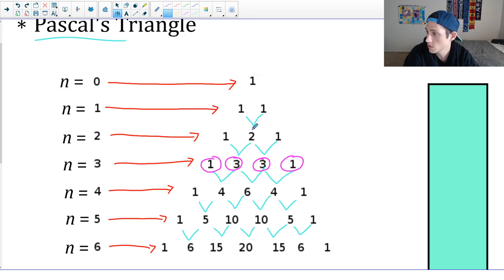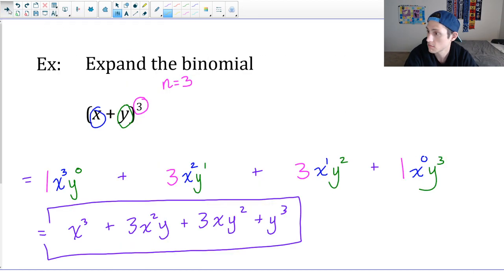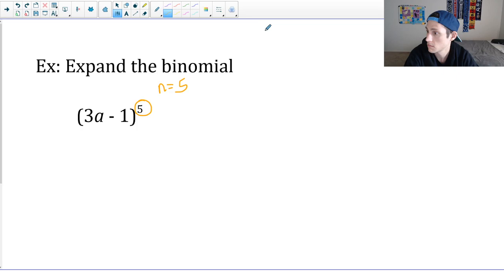So n equals 1, n equals 2, n equals 3, n equals 4, n equals 5. So that's 1, 5, 10, 10, 5, 1. I'm just going to jot those down. 1, 5, 10, 10, 5, 1. Okay, and I'm just going to use these.